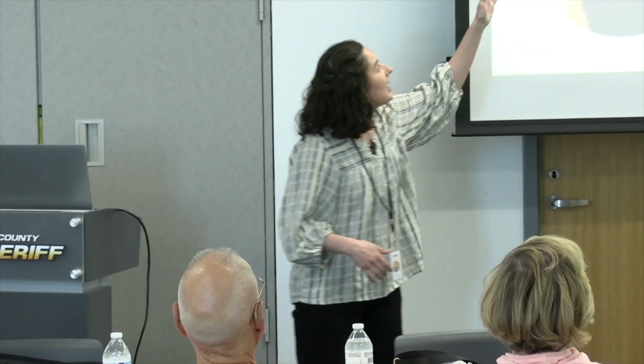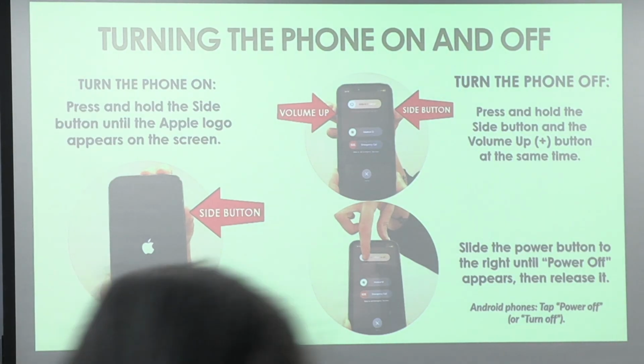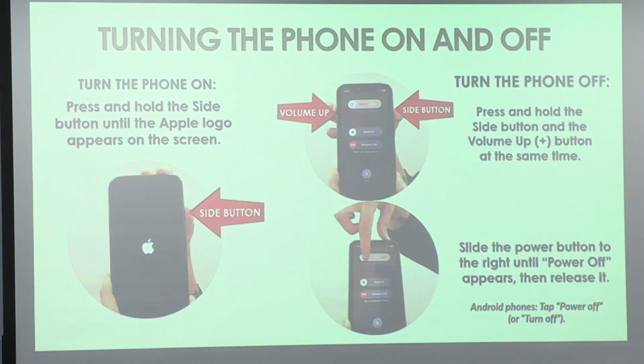So to turn the phone on, you're going to press and hold the side button here on the Apple phone. You're going to hold that down for about 3 or 5 seconds, and then your Apple logo is going to show. This is pretty similar on the Android as well. And then to turn the phone off, you are going to press and hold the side button. So that side button we just used to turn on the phone, you're going to press, and then you're going to press your volume up button.